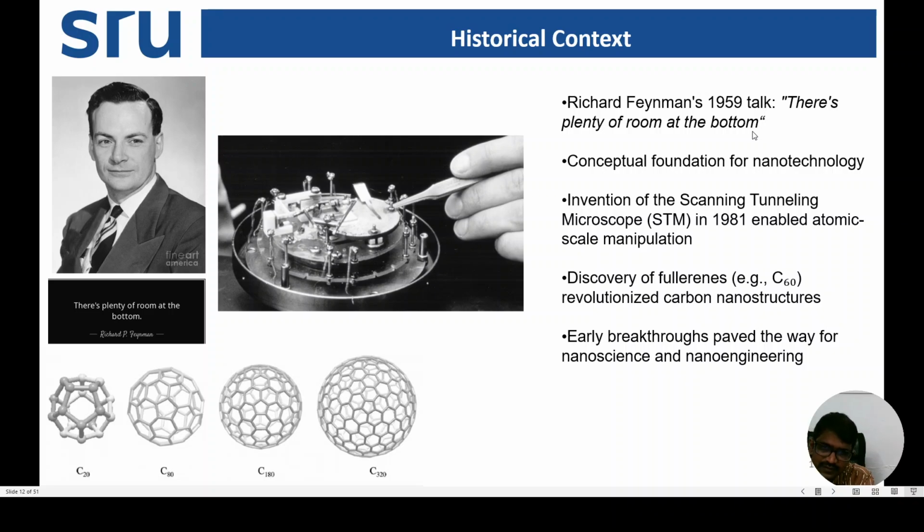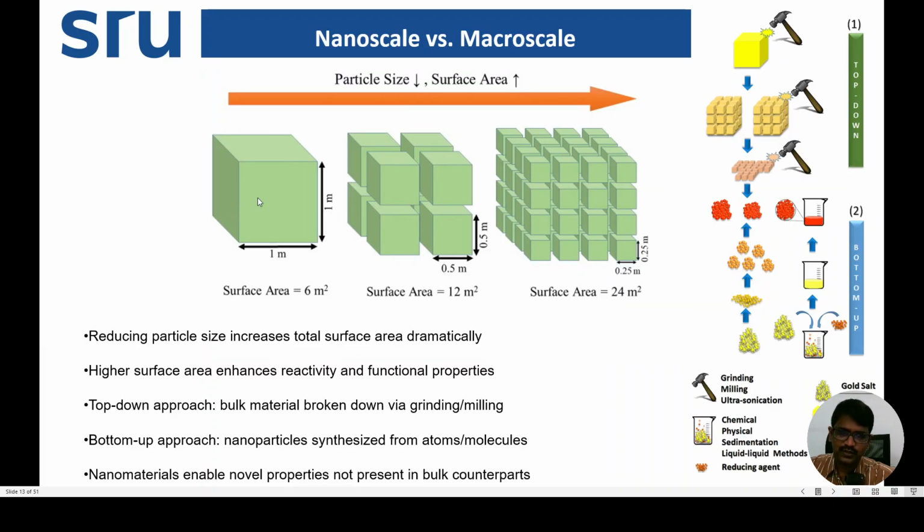Still today, even after 10 years, even down the line, there is so much to explore. Where? At the bottom, at the surfaces of materials, at the surfaces of objects. This is the first device, the STM, scanning tunneling microscope. What are these? These are all carbon allotropes, buckyballs. Now you understand the concept, the ideology.